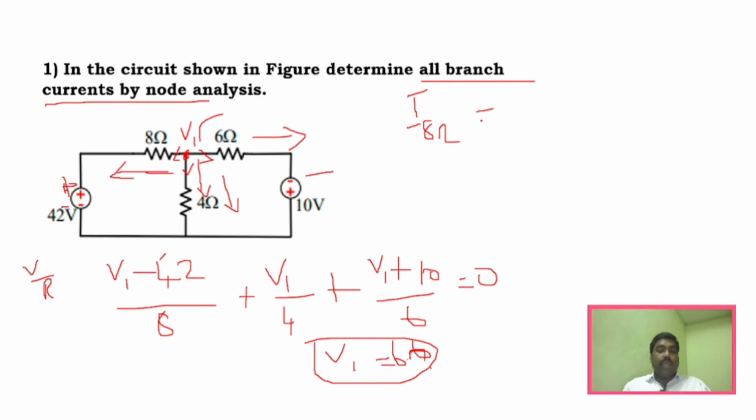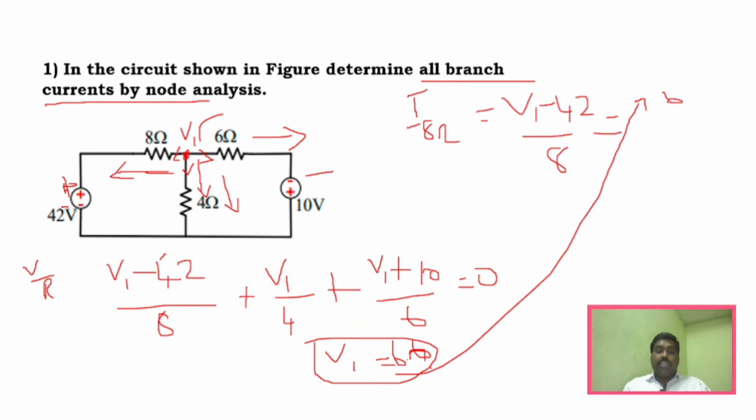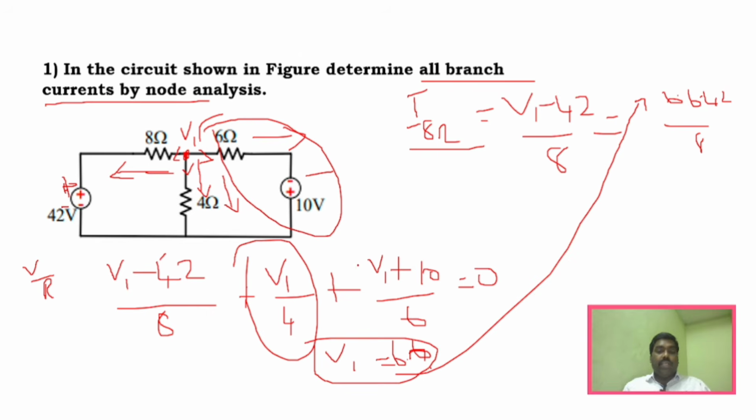So you consider this expression alone, and you have already found the V1 voltage. If you substitute the V1 voltage here, 6.6 something minus 42 divided by 8, you will get this current. Similarly for this branch, it is simply V1 divided by 4. And for this particular branch, it is V1 plus 10 divided by 6. So you substitute the value of V1 and you will find the current across this 6 ohm resistor.